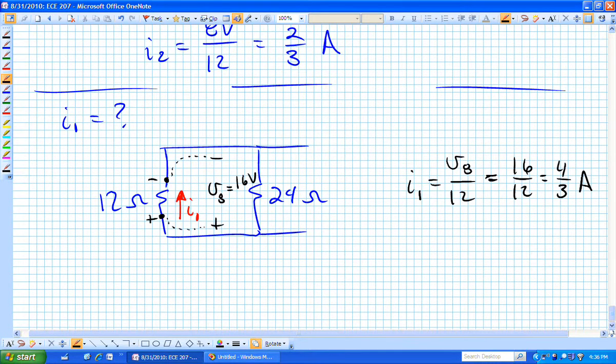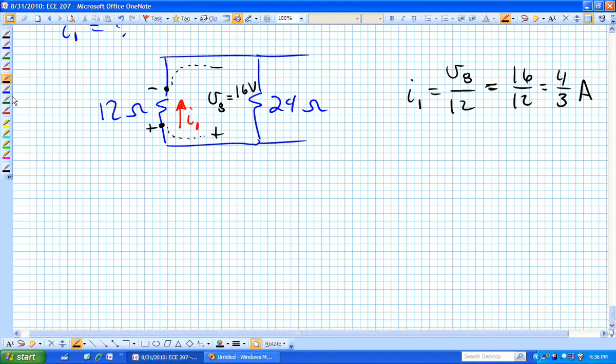Is that right? Yes or no? How much is flowing in the 24 ohm? More or less than 4/3? Less. It should be half, right? And it is. Because we still should have 2 amps flowing through those two in combination, because that's what was flowing through the whole thing. Questions on that?